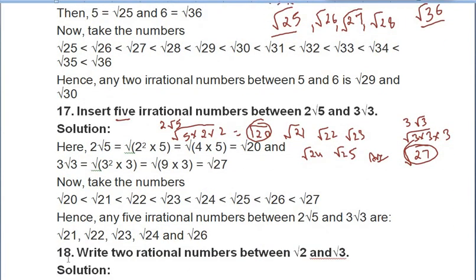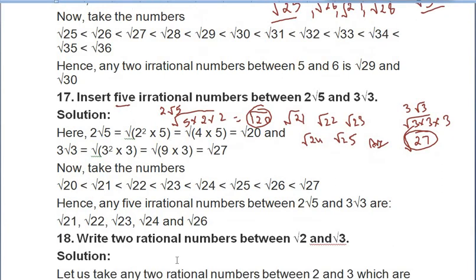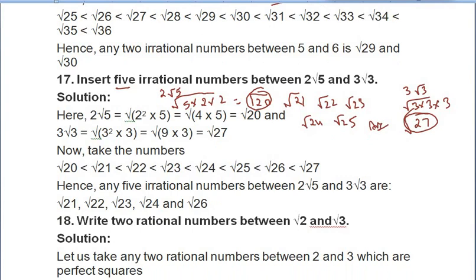Now next question is, write down two rational numbers between under root 2 and under root 3. You have to write any two rational numbers. Rational number means there should not be any under root in that number. So how will we find this number? Look here. Let us take two rational numbers between 2 and 3 which are perfect squares.